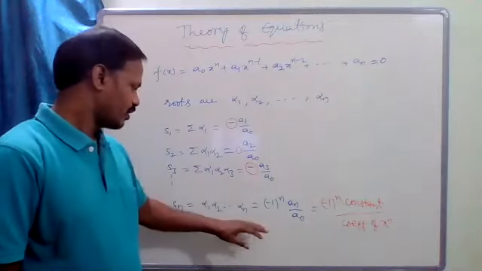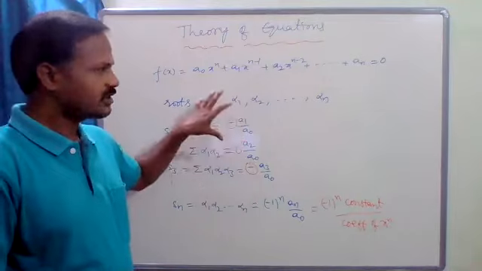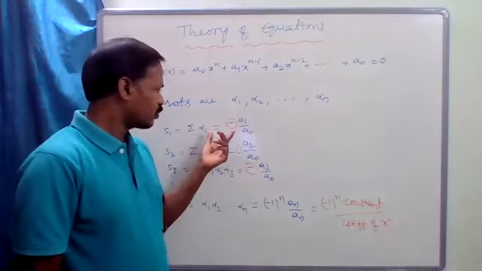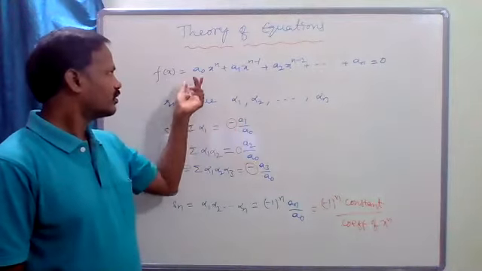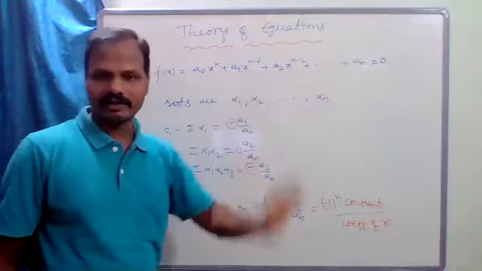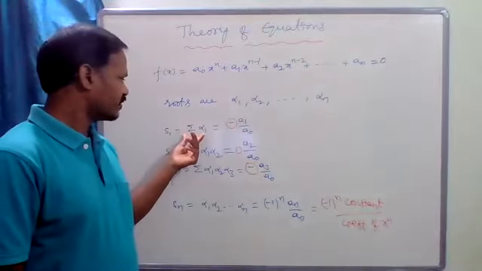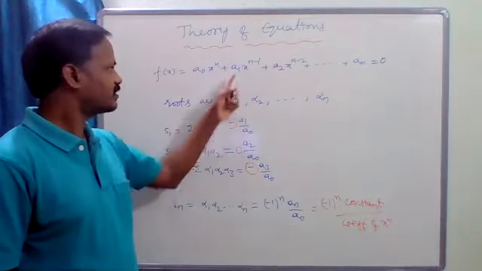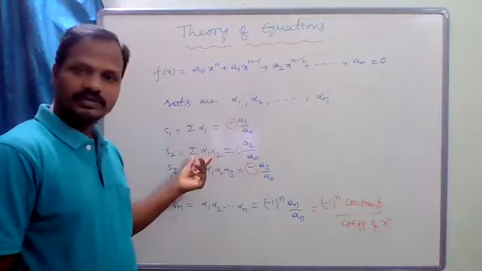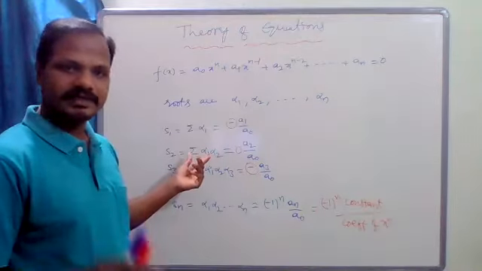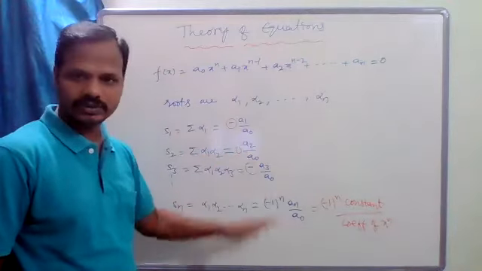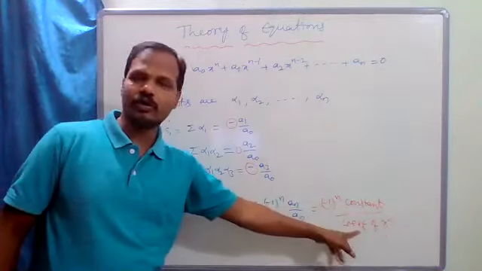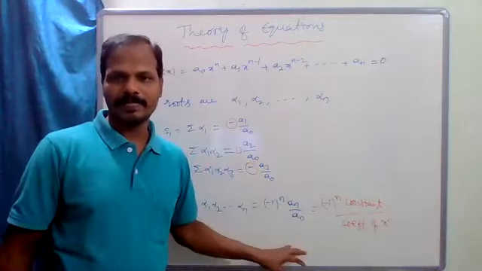Now this is a polynomial equation of degree n. The coefficients a0, a1, so on an are real. Then the first point is the sum of the roots, which is minus a1 by a0. Next, the sum of the product of two roots taken at a time is a2 by a0. So on. And the product of the roots is minus 1 power n constant by coefficient of x power n. Remember, okay?